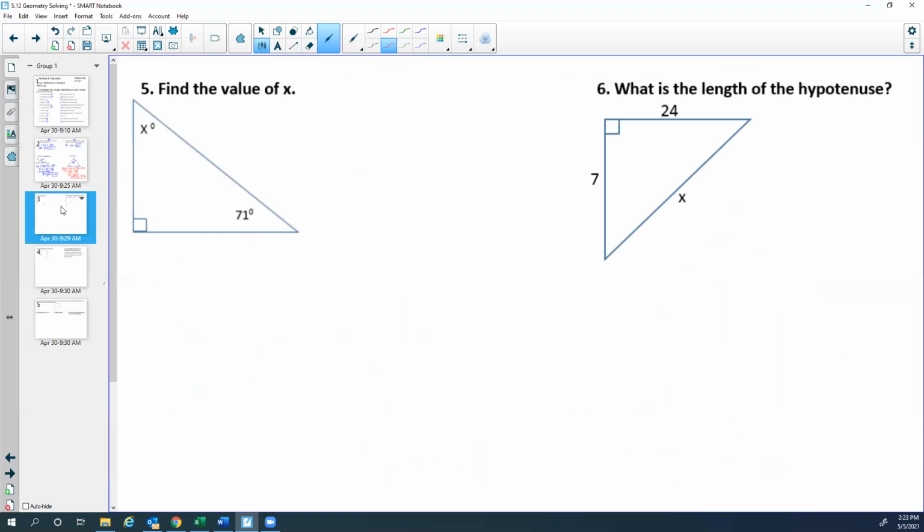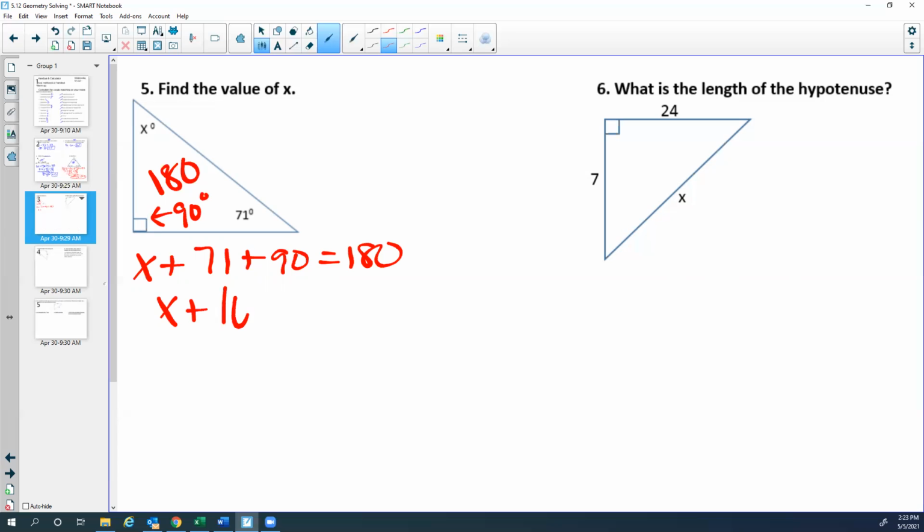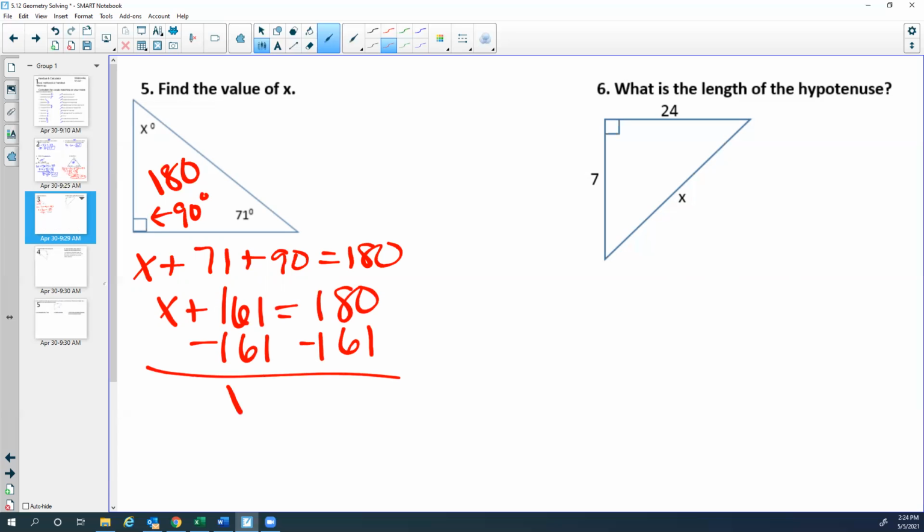All right, number 5. Again, saying find the value of x. Same thing that we talked about on the last one. This one's 180 degrees. So I take x and then I add 71. And this box right here means I have a 90-degree angle. So I can add 90 and set this equal to 180. So now I really have x plus 161 equals 180. When I subtract 161 from 180, I get x equals 19 degrees.